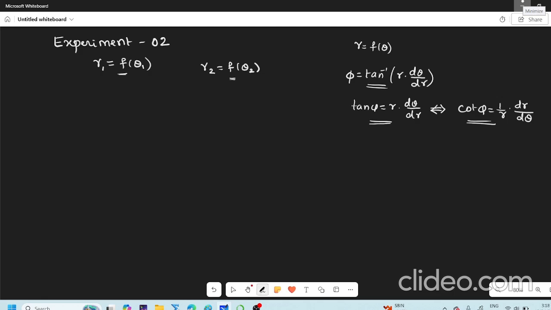Then we will take the difference between these two angles. Say, for the first curve we get phi 1, for the second curve we get phi 2. Then just take the difference of these two. That will be the angle of intersection of these two curves.